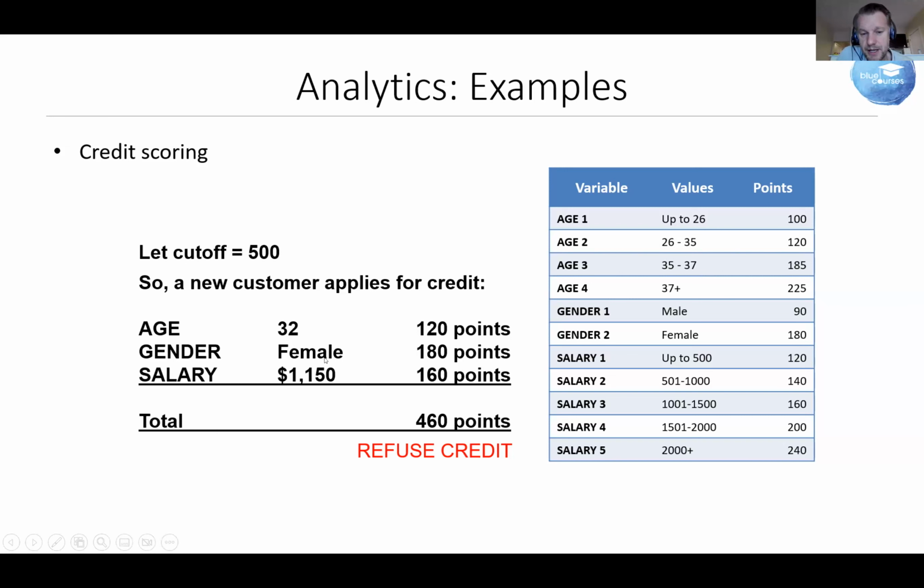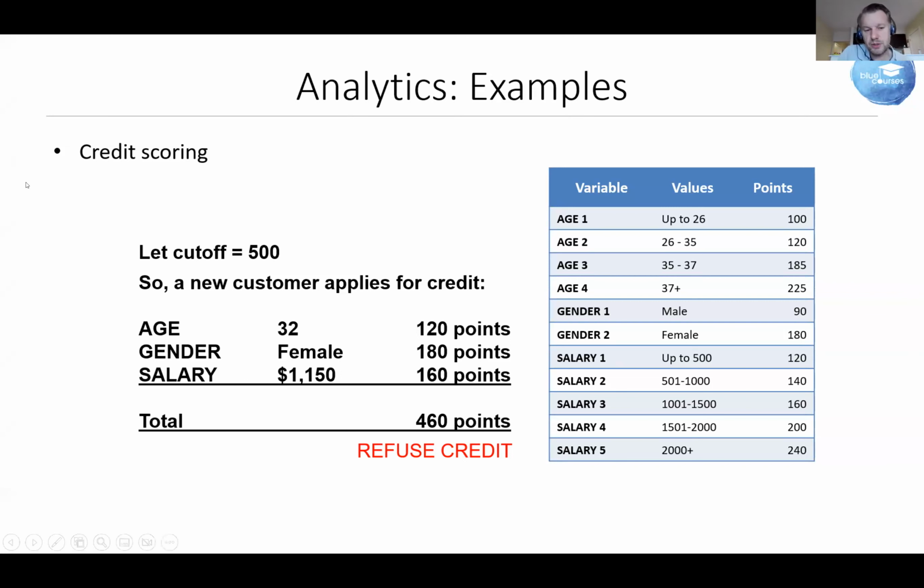Well, my gender is not female. It's male. But anyway, let's say that the person that applies is female. You get 180 points. The salary is $1,150. That's right here in this band. So I add up all the points, and then you get 460 points. 460 points is the overall measure of creditworthiness of this particular customer, which you then need to compare against the threshold, against the minimum required credit quality.